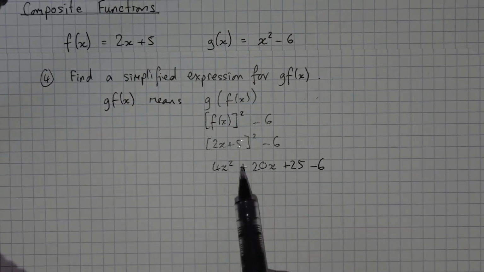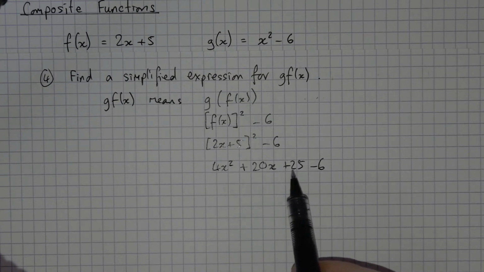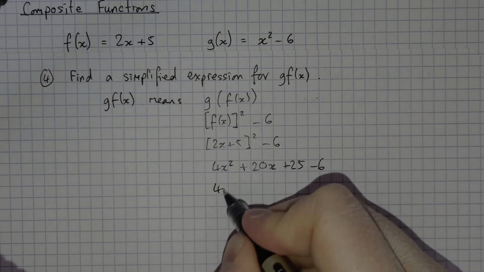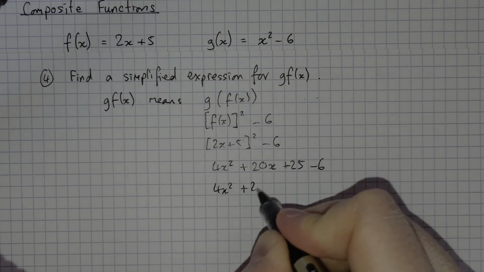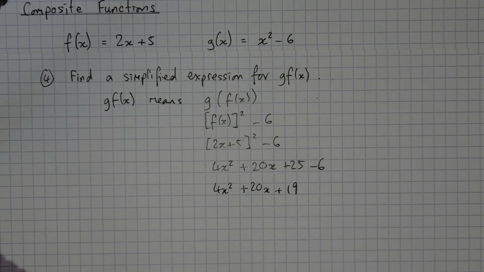Feel free to take your time over this, do FOIL properly. I've got years of experience and can do them in my head, but you're very welcome to write out 2 sets of brackets there and take your time. This simplifies slightly because 25 take away 6 is 19. So 4x squared plus 20x plus 19. That's our simplified expression for gf of x. Notice that fg and gf are not normally the same answer. For some coincidental examples it can happen, but normally they're not the same thing.